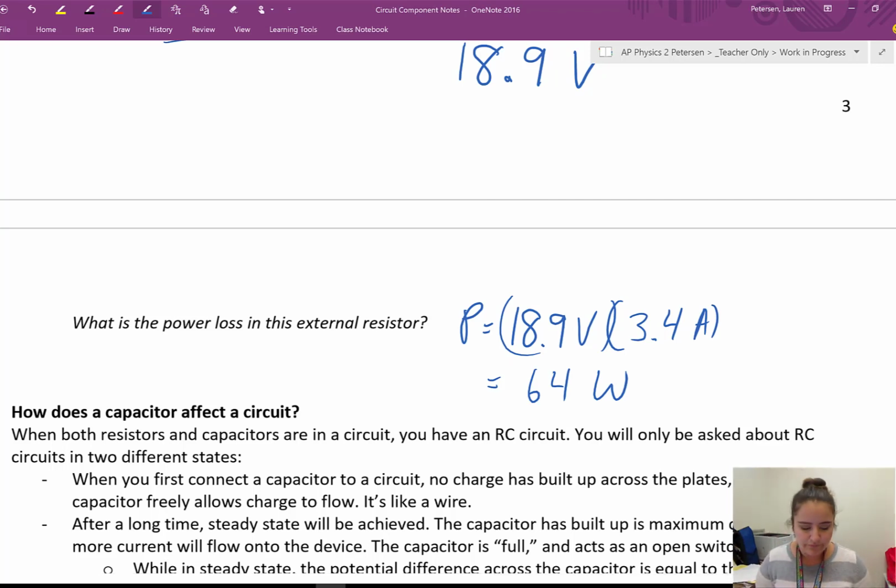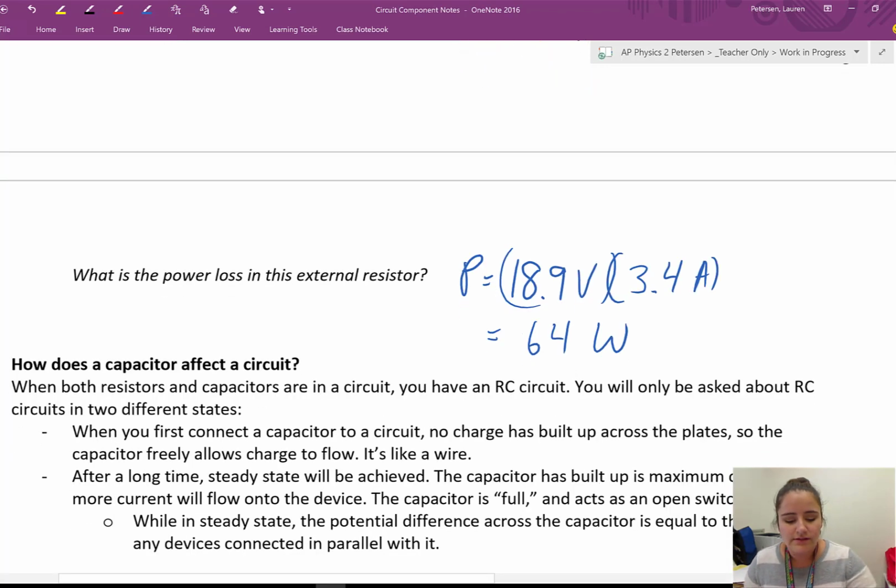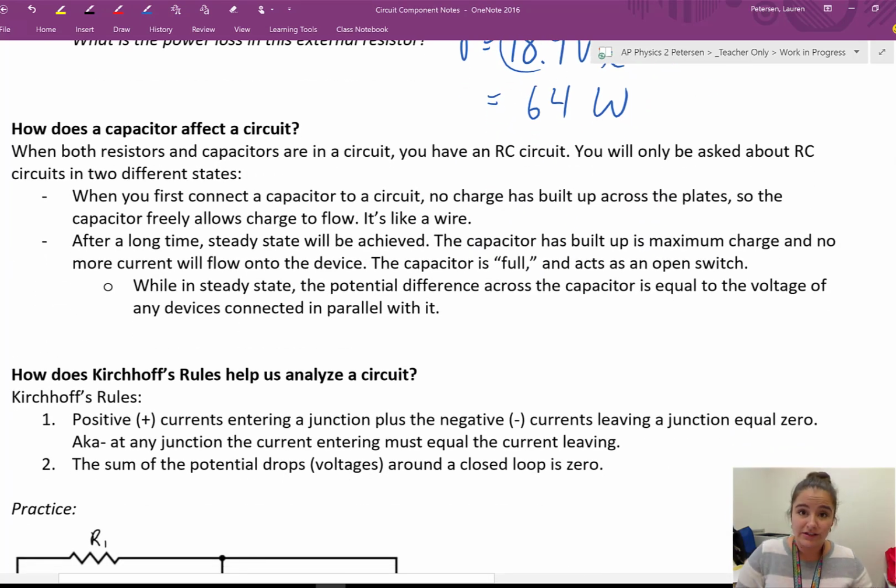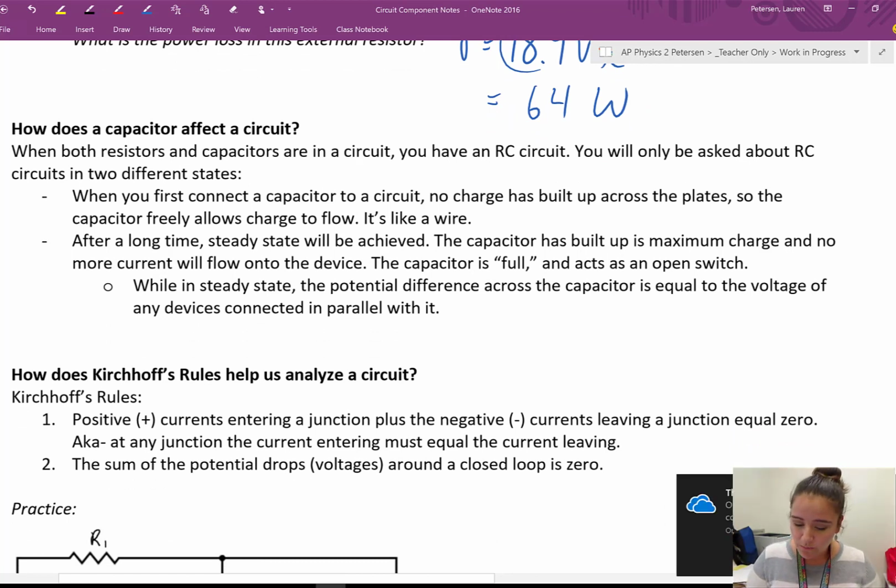Now, some of our circuits are going to have both resistors and capacitors. If you have resistors and capacitors in a circuit, we call it an RC circuit.